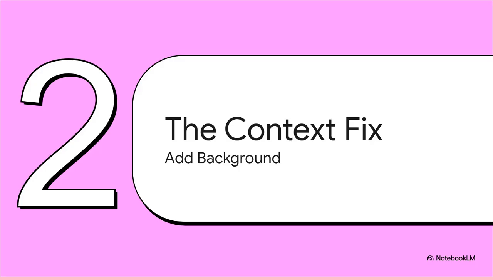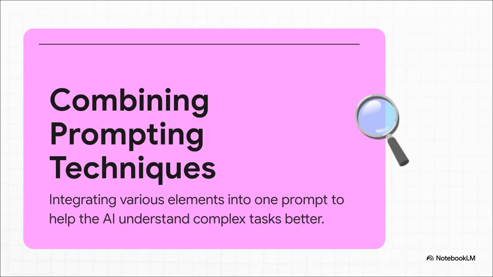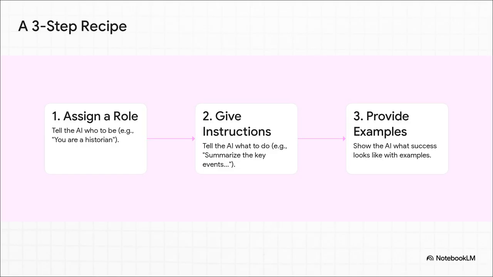Okay, so you've nailed being specific. The next level up is adding context. This is all about giving the AI the background info it needs to tackle more complex stuff. You're basically giving it a temporary brain for the exact job you need it to do. And we do this by combining a few different techniques into one big cohesive prompt. You're not just throwing a single command at it, you're layering in different elements. It's like, instead of just saying bake a cake, you're giving it a full-on recipe with the ingredients, the steps, everything. And here is a fantastic little 3-step recipe for that.